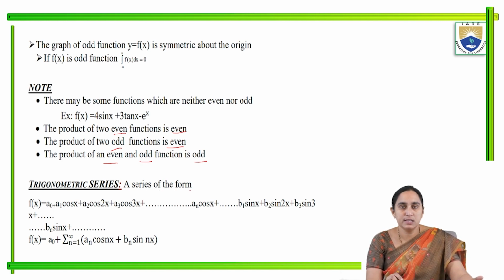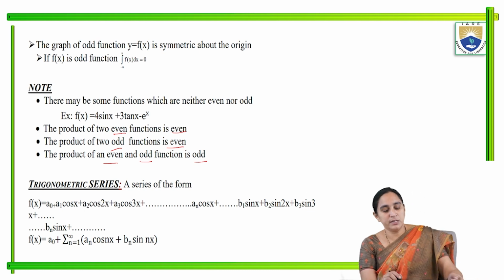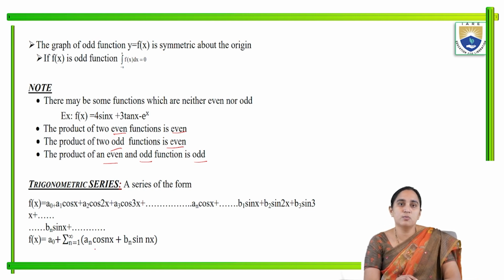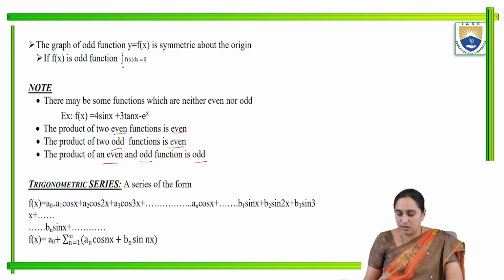Trigonometric series. A series of the form f of x is equal to a naught plus a1 cos x plus a2 cos 2x and so on, plus b1 sin x plus b2 sin 2x plus b3 sin 3x and so on. Then write it as f of x is equal to a naught plus sigma n is equal to 1 to infinity an cos nx plus bn sin nx.